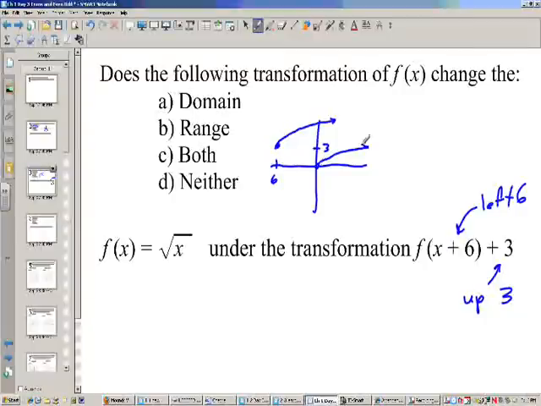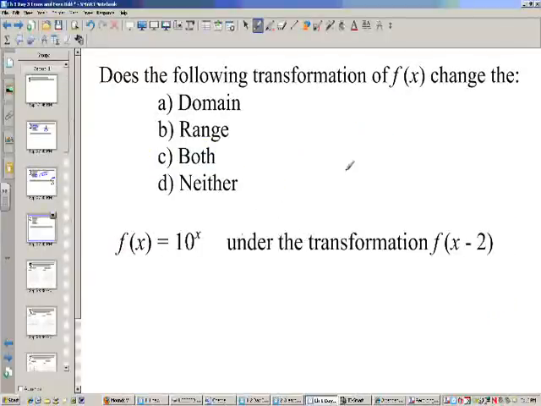Let's see how that domain and range match the original. So this is f of x. This is our new function, f of x plus 6 plus 3. Now the domain changes because instead of going from 0 to infinity, it goes from negative 6 to infinity. And the range changes because instead of going 0 to infinity, it's going 3 to infinity. So that is both.